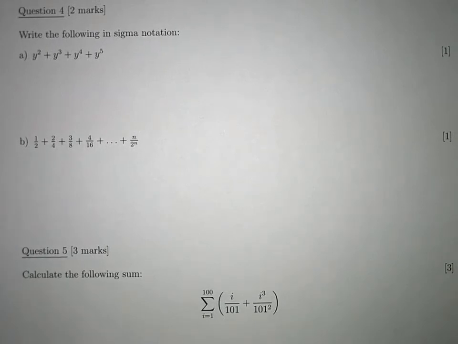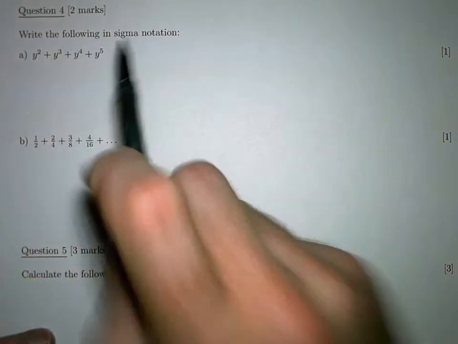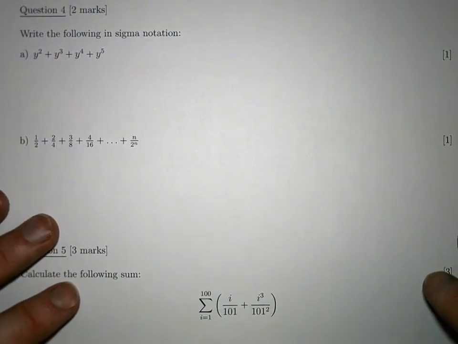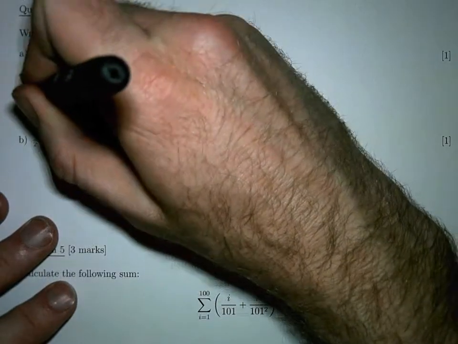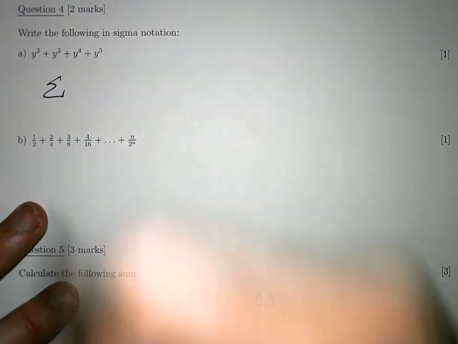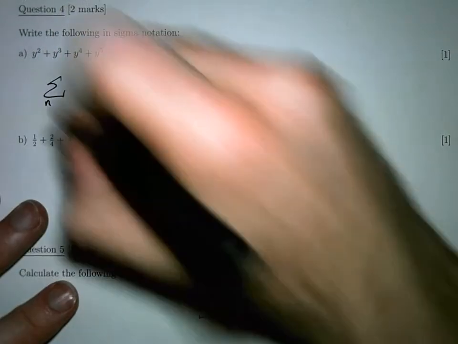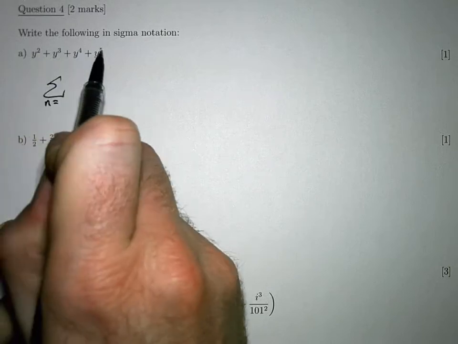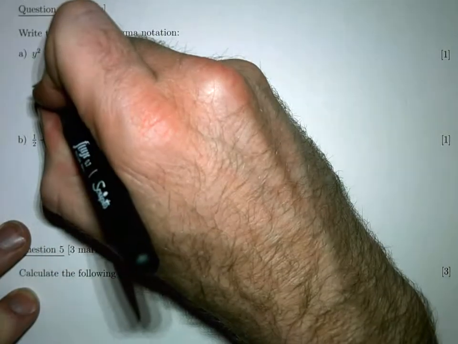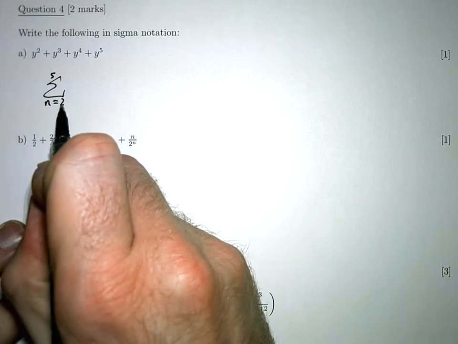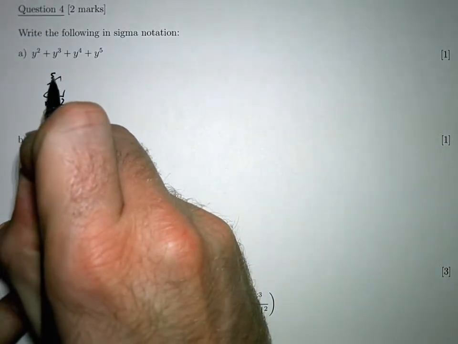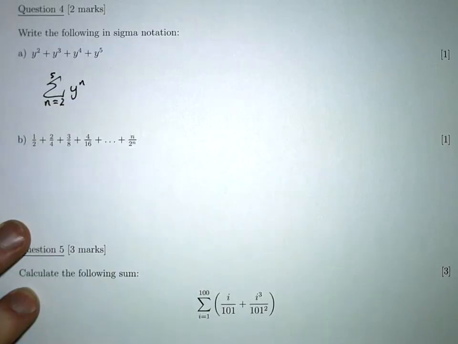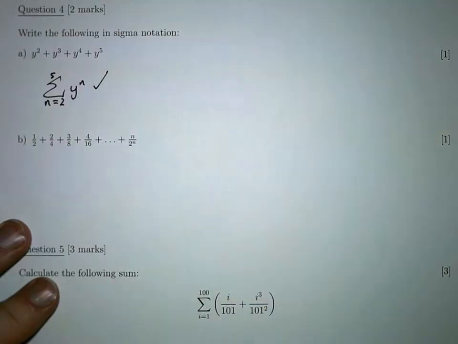This is page 2. Right, so question 4 asks you to write the following in sigma notation. This is particularly simple. There are a couple of ways to do this. You need an index. Let's use n, and n is going to start at 2, and stop at 5. So n is running from 2, all the integers in between, 3, 4, stopping at 5, and what are we summing? Well, we're summing y to the power of n. Okay, that would have got you your mark.